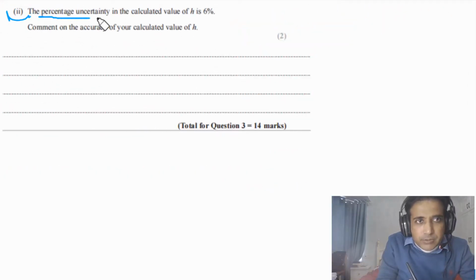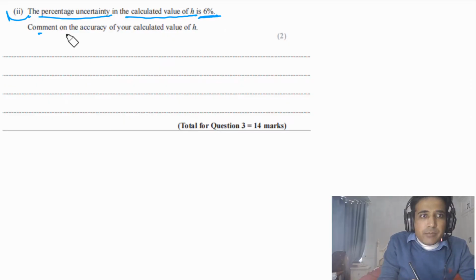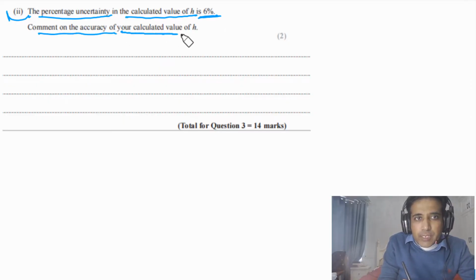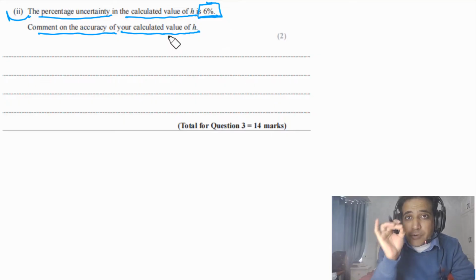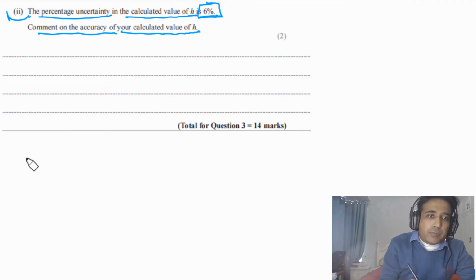Second part says the percentage uncertainty in the calculated value of H is 6%. Comment on the accuracy of your calculated value of H. So we have percentage uncertainty that is equal to 6%. If calculated value of H is correct, so the percentage difference has to be lower than percentage uncertainty. So simply, first of all, we have to calculate percentage difference.